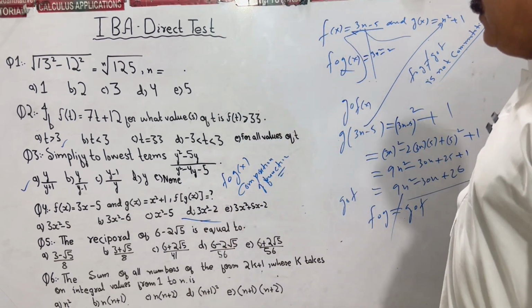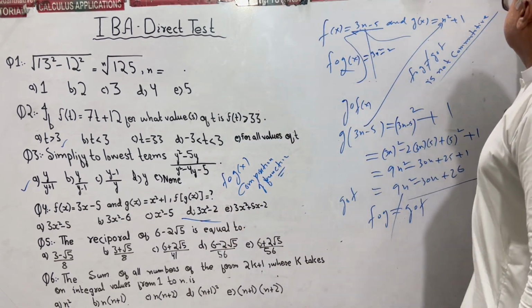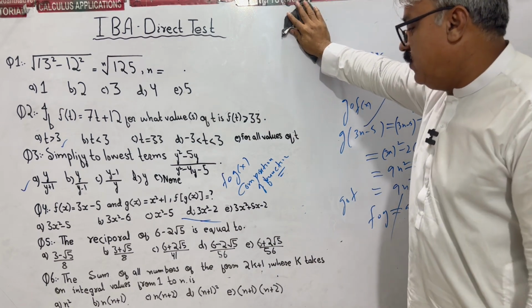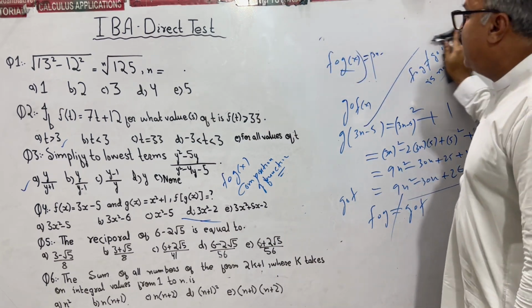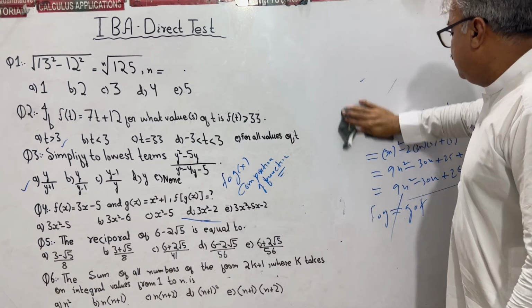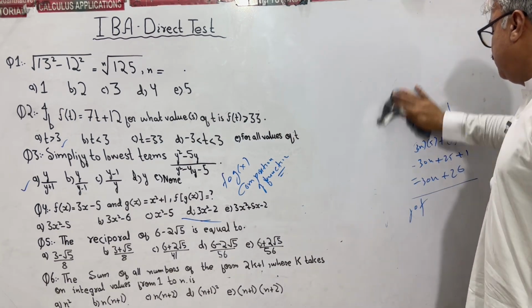Okay, we have already done that. Now find what is the reciprocal of 6 minus 2 times root 5? What is the reciprocal of 6 minus 2 times square root 5?